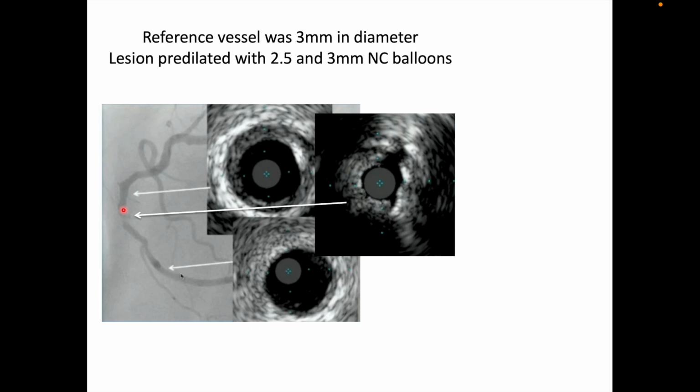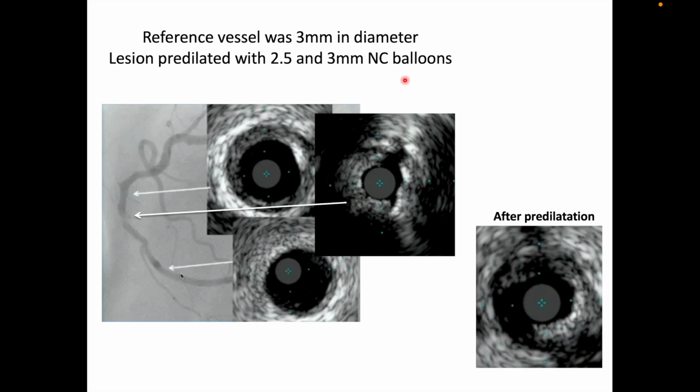This is a right coronary artery, mid RCA lesion, and you can see this is quite tight. If you do the IVUS, you can see that this image represents the proximal reference and the distal reference, and the distal reference was taken as 3 millimeter. So the landing zones are neat and clean, but right where the lesion is, you can see that it's pretty tight, snug fitting around the IVUS catheter. It's quite a tight lesion. So pre-dilatation was done with 2.5 and 3 millimeter NC balloons. And after pre-dilatation, this was the IVUS result.